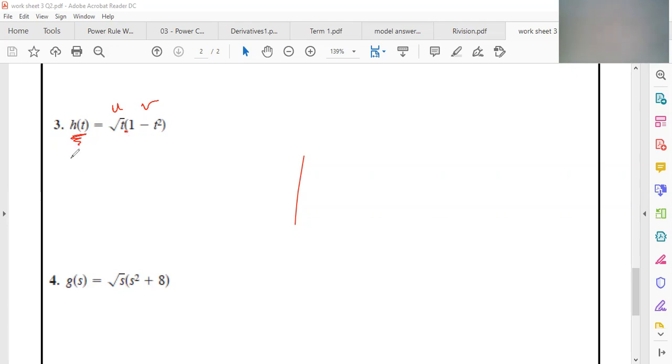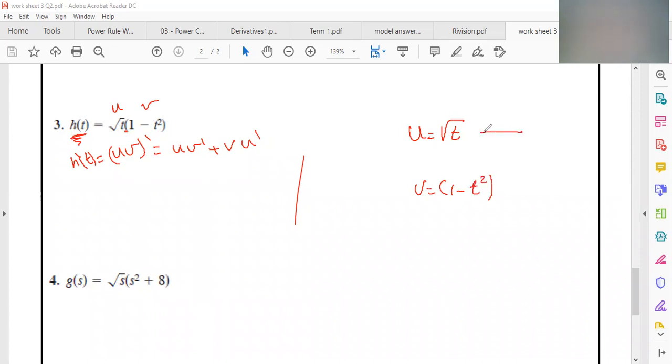As I told you before, the derivative of h of t will be the derivative of the product of these two functions. It will be u v prime plus v u prime, as the rule. What is u? It will be square root of t. Okay, v will be the bracket, 1 minus t squared. What is the derivative here?